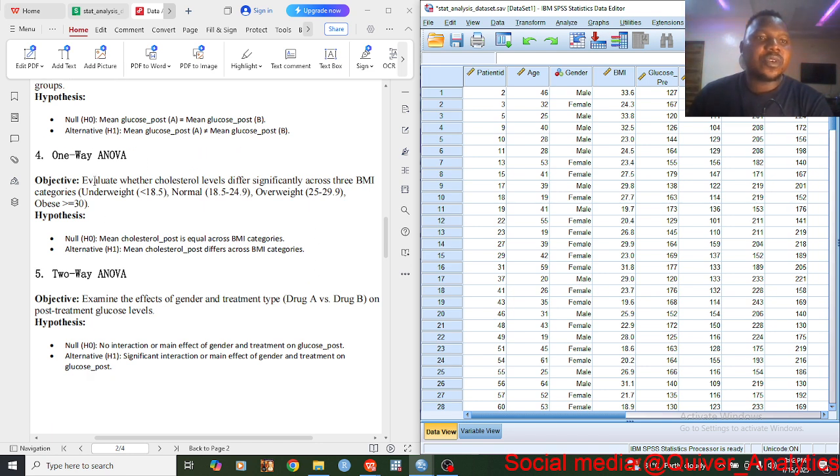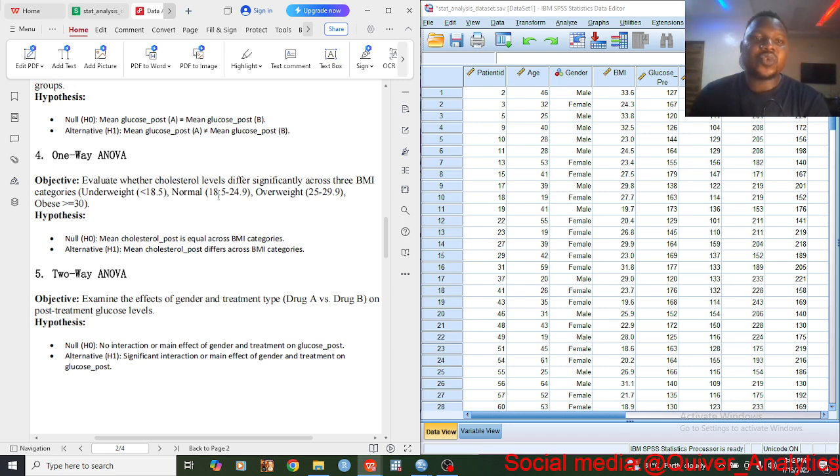For one-way ANOVA, the objective here is to evaluate whether cholesterol levels differ significantly across the BMI categories: underweight, normal weight, and overweight. In fact, it's not three, it is four. Among four categories. All right, so let's do that.